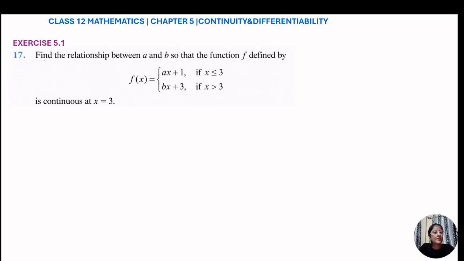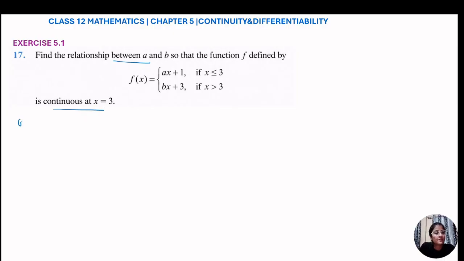In this question, we have to find the relation between a and b so that the function f, defined as f of x equals ax plus 1 for x less than or equal to 3 and bx plus 3 for x greater than 3, is continuous at x equals 3. Now, what we have to do? We have to find the relation between a and b.